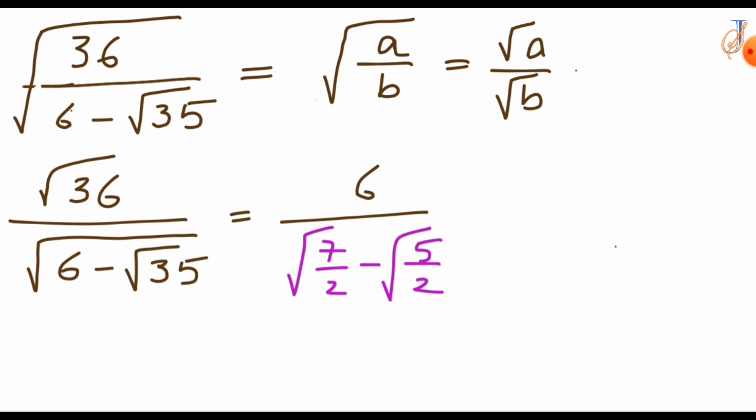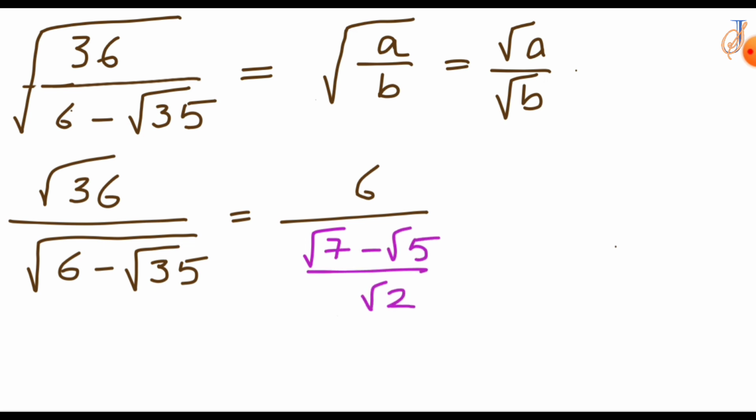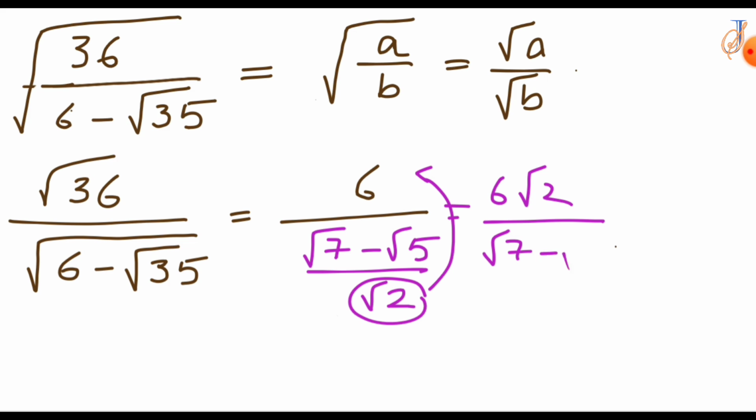So we can write this as, here root 2 and here root 2 common. So let's take it as common. Then you are left with numerator root 7 minus root 5 over root 2. So this root 2 goes to the numerator, so that is 6 root 2 over root 7 minus root 5.